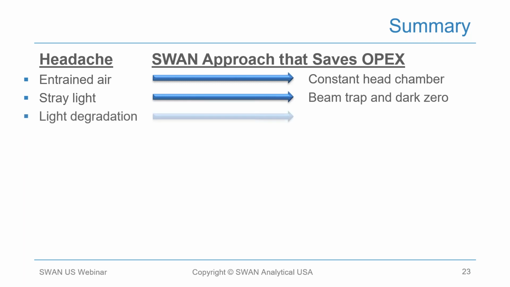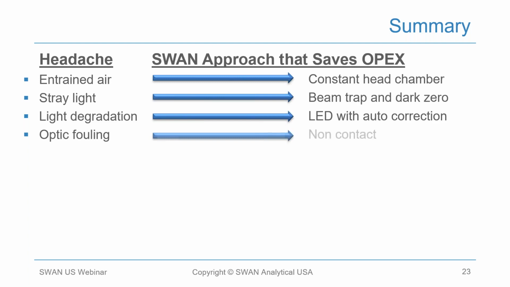In terms of light degradation, remember that SWAN has an LED bulb, and also it has an auto correction where it's looking at the intensity of the light and it will auto correct for that, and that ensures long-term accuracy of the instrument. In terms of optic fouling, you're not going to have that because there's no staining from iron and manganese that's going to be a problem, because it's a non-contact turbidimeter.